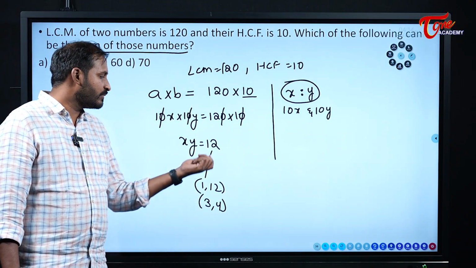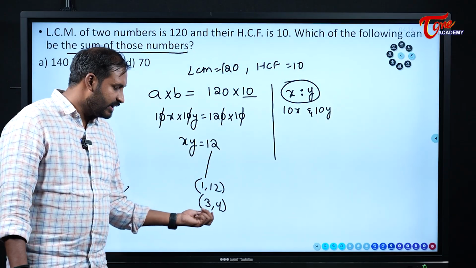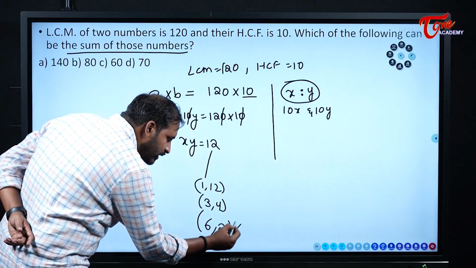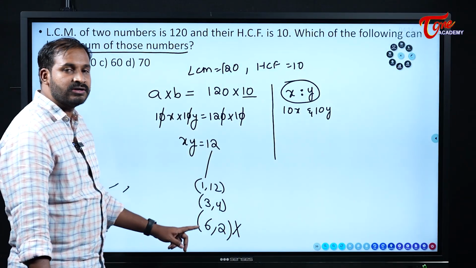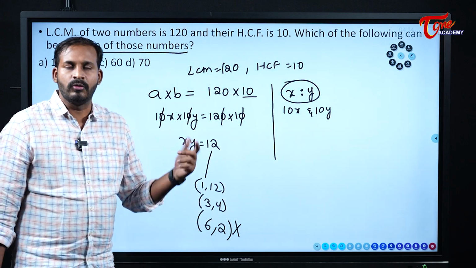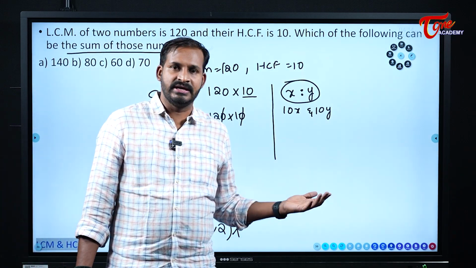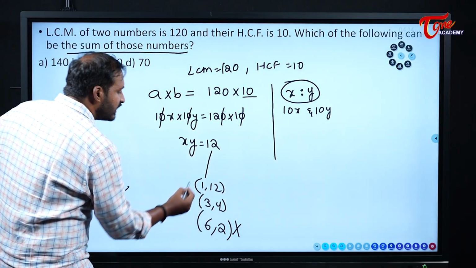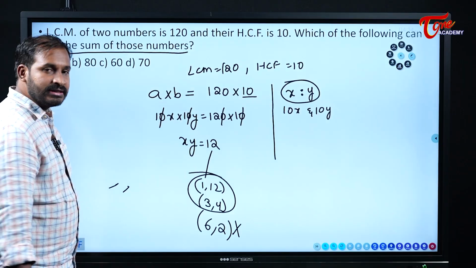To get two numbers whose product is 12, it is 1 and 12, 3 and 4. We can also write 6 and 2, but we are not going to consider 6 and 2. The reason is 6 and 2 are not co-primes. If you want to know about co-primes, go to our previous sessions. There we discussed in detail about co-primes and the remaining things. So what are the chances I can have? 1 and 12, and 3 and 4.